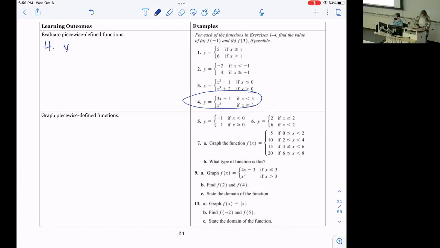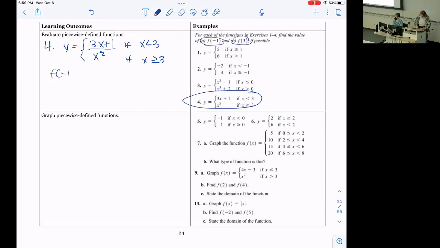So in 4, we're given y equals 3x plus 1, or minus x squared. Okay, so just looking at this piecewise function, we know that we will use the top equation 3x plus 1 if our x is less than 3. We will use the bottom equation if our x is greater than or equal to 3. So at top here, we want to find a, which is f of -1 and f of 3.